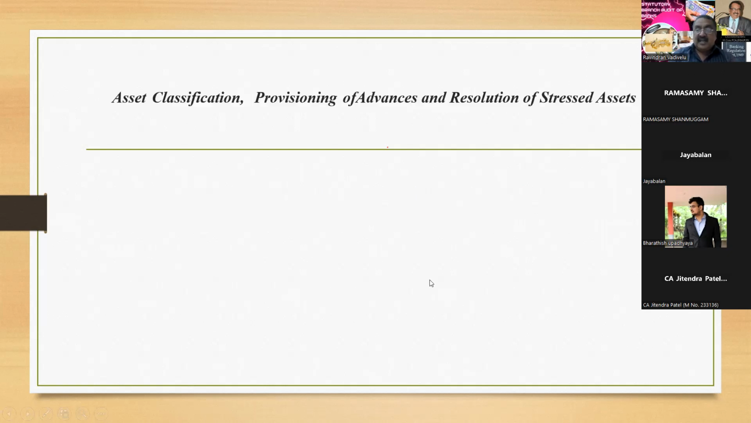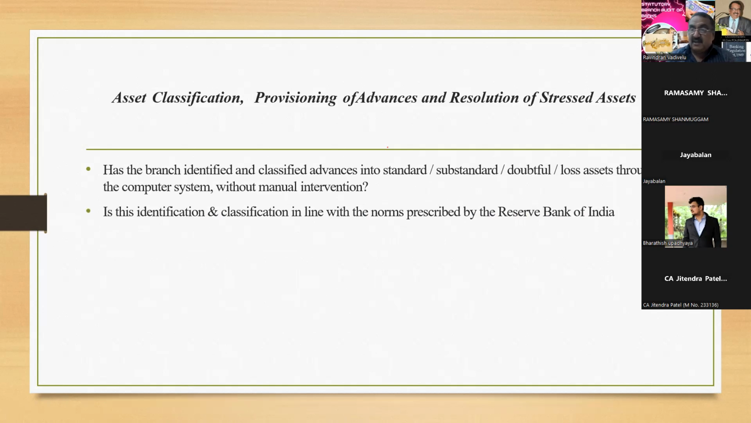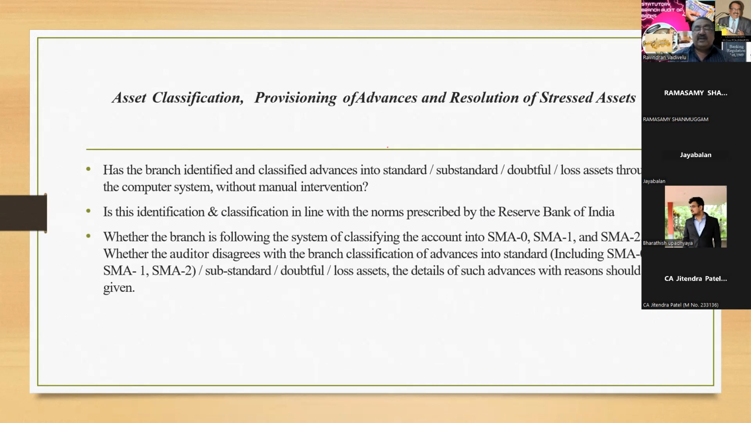Now this one, asset classification, provisioning, and resolution of stressed assets. This portion I will cover tomorrow and not today. Has the branch identified NPA or not, and is the identification as per the norms of the RBI? For this, please go and read the circular dated 1/4/2022. Please download it at home. Otherwise, after the completion of the session, I will send the circular to your mail ID. That is the master circular on NPA issued by RBI. This is the latest circular, based on which you have to do all the IRAC working, the NPA working, and the special mention account classifications.